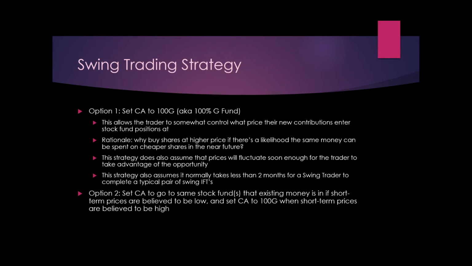So moving on, option 2 for the swing traders would be to set your contributions to go to the same stock fund that your existing money is in if the short-term prices are believed to be low. Basically, you're buying into stocks when stock prices are low, and then as stock prices get to the higher end of the short-term cycle, set it to 100% G Fund when the short-term prices are believed to be high.